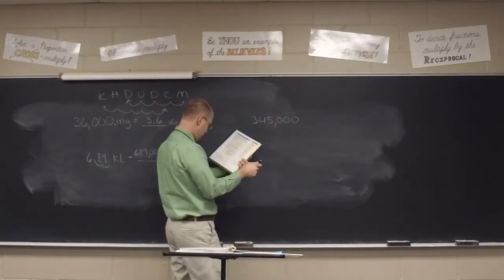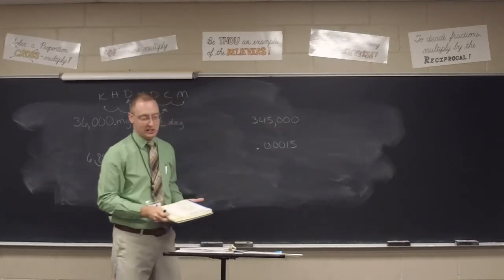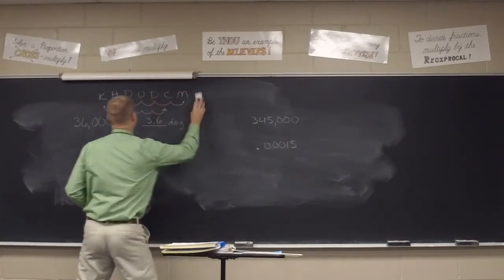Write this down if you would. 345,000 and 0.00015. I want you to write these 2 numbers in scientific notation.